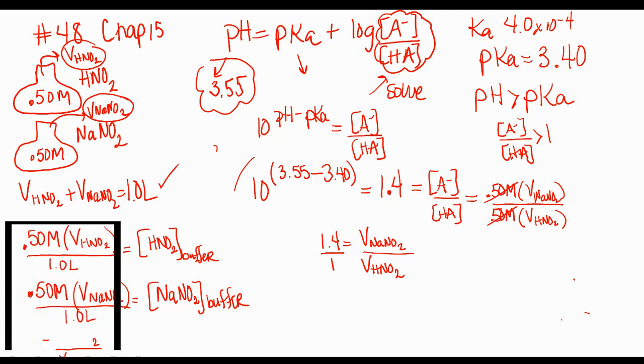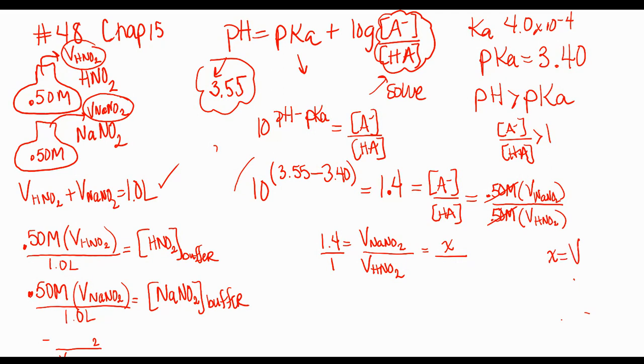So to officially solve this, I just need to do a little bit of algebra. I'll call the volume of the base X, and then I'll call the bottom one Y. That's going to be the volume of acid. But I know that when added up, they equal 1 liter.